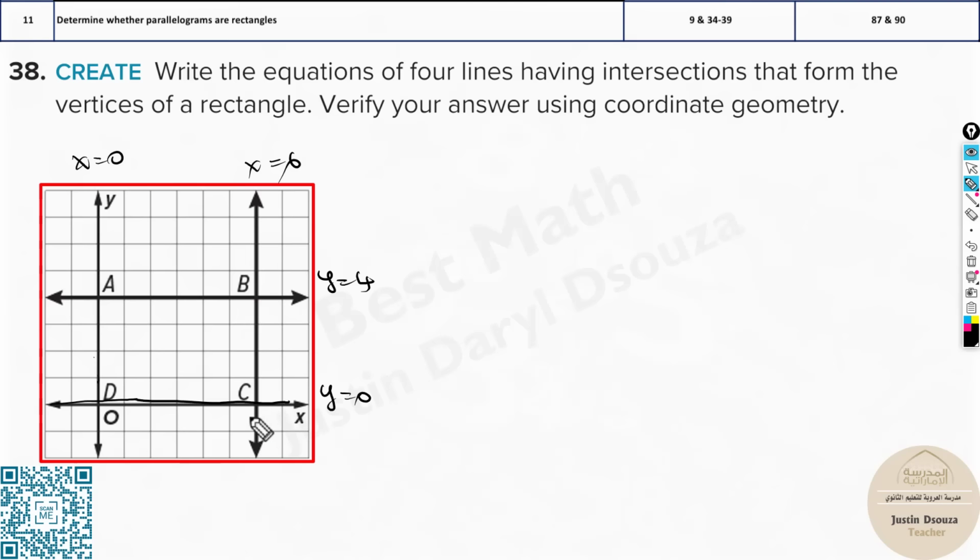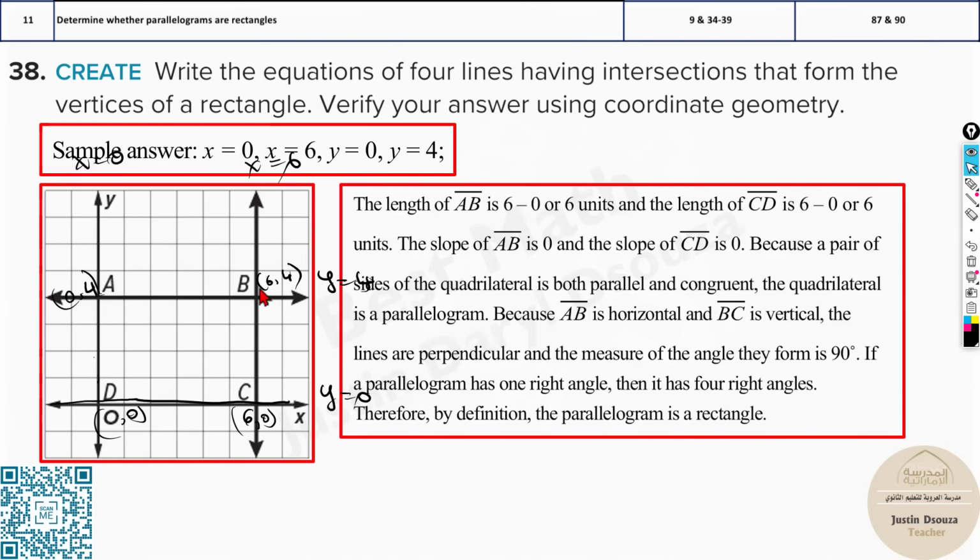We're drawing where x is 6 here, at 0, at 4, but the value of x is 0 here: 0, 4, and lastly we have 6, 4, and this is 6, 0. So these are the coordinate points, 0, 0. And these are the equations, 0, 6, 4, 0. You can write your own rectangle as well with different equations.